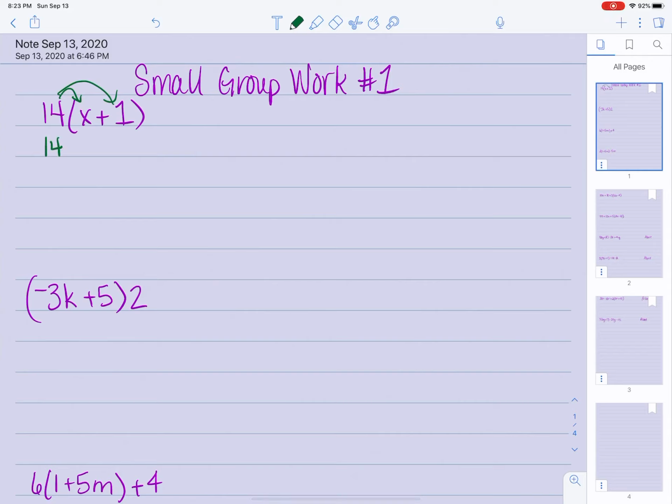So this will mean 14 times x plus 14 times 1 because I distributed to both, which simplifies to 14x plus 14. This one is done.